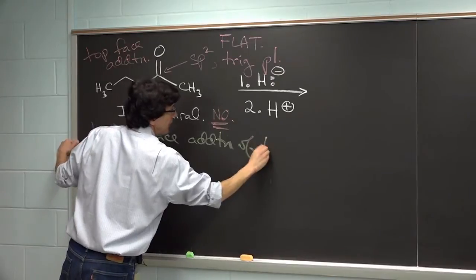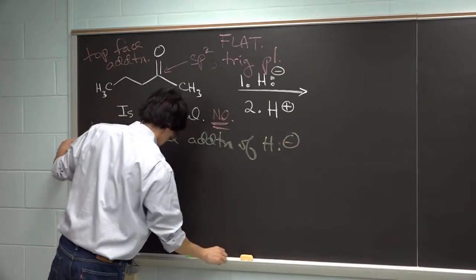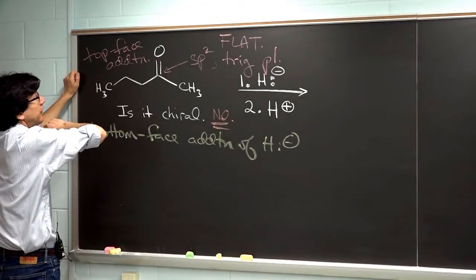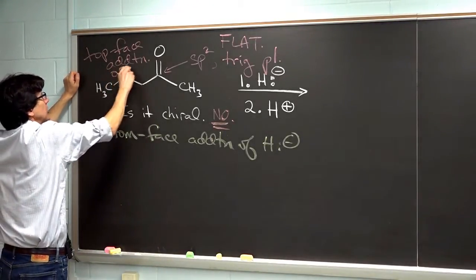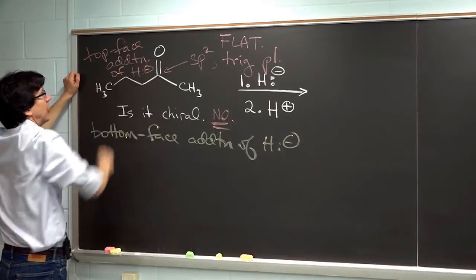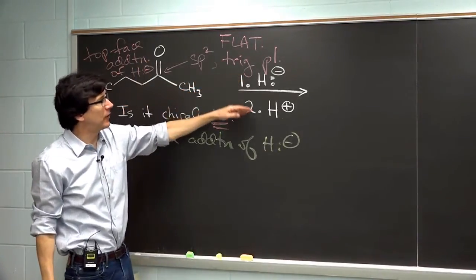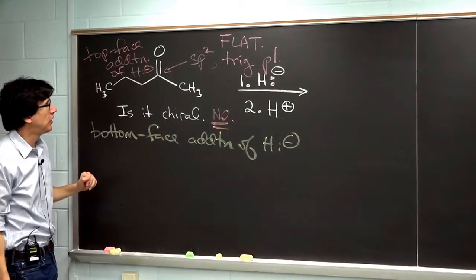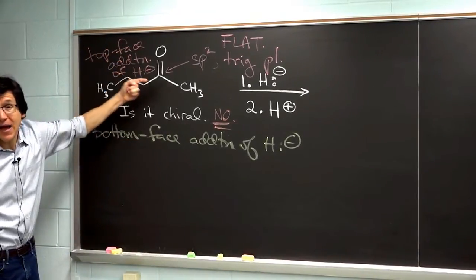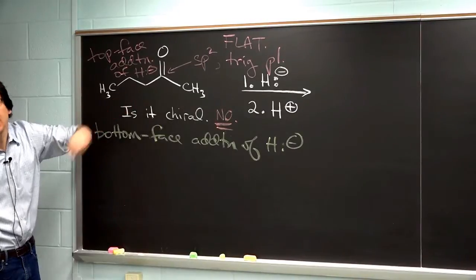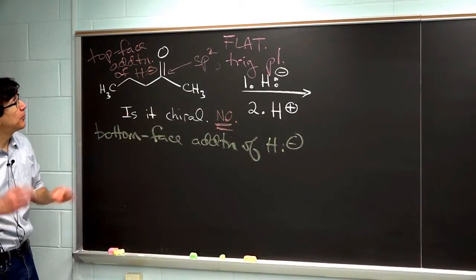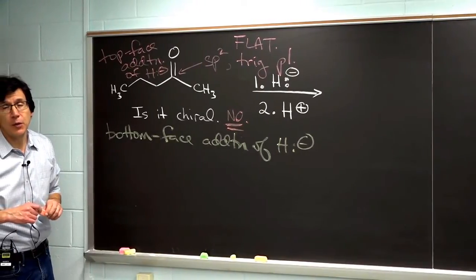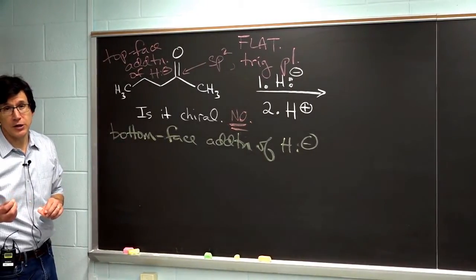So what I want you to think about is, first of all, what would be the consequences of top face addition of hydride in the first step, followed by addition of H+. And then the yellow pathway, if you will, what if the hydride adds from the back of the board and then you add the H+. So pause the video and see if you can write those two different modes of addition to the carbonyl group.